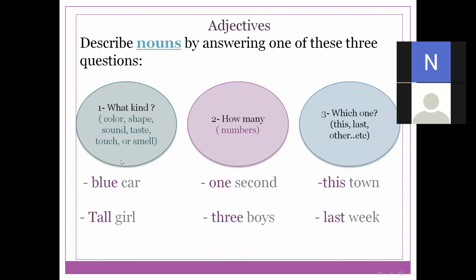What kind? Blue car. What kind of car? Blue car. So this is what kind. If I ask you about blue car, which kind of adjective is this? You will tell me it is the adjective that answers the question what kind. Tall girl. Tall girl here answers the question what kind.